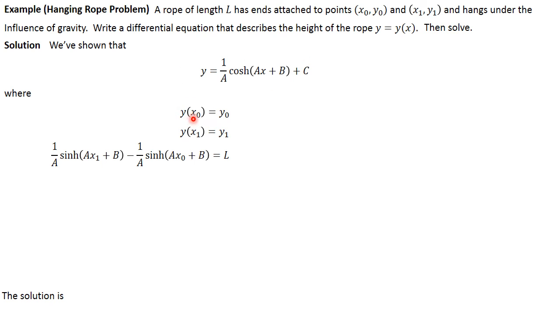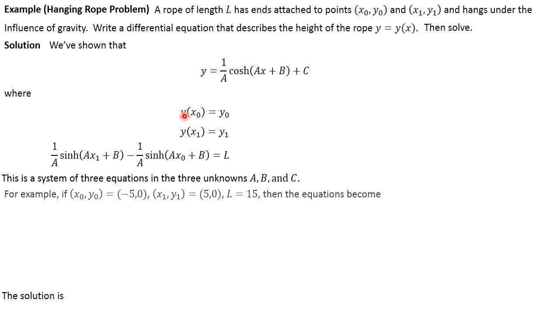We have these two initial conditions, that y of x naught equals y naught and y of x1 equals y1. And finally, we know that the length of the rope, which we found was this whole expression here, was given to us as L. This is a system of 3 equations in 3 unknowns, a, b, and c, right? Because you need to plug this stuff in here, and let's just show you what that is.